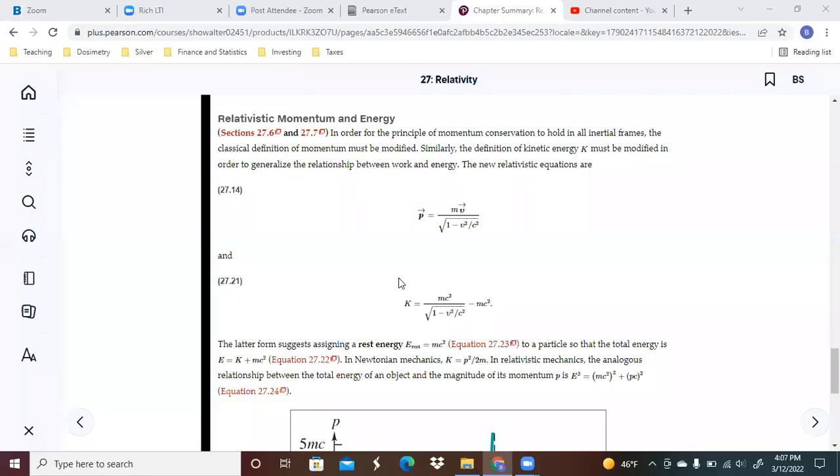This is going to be the lecture over sections 27.6 and 27.7. We're going to look at other concepts other than just velocity.